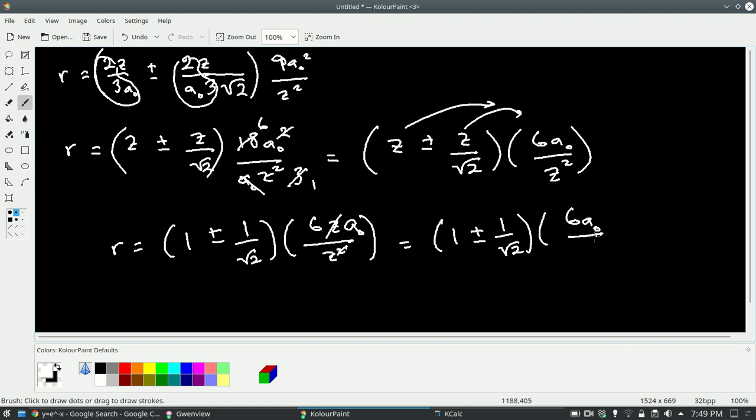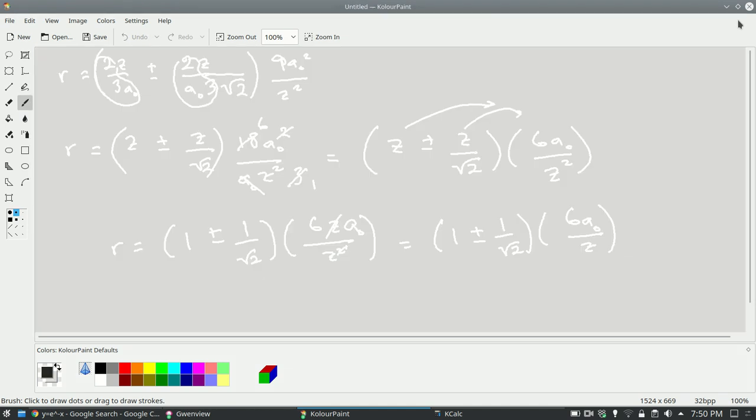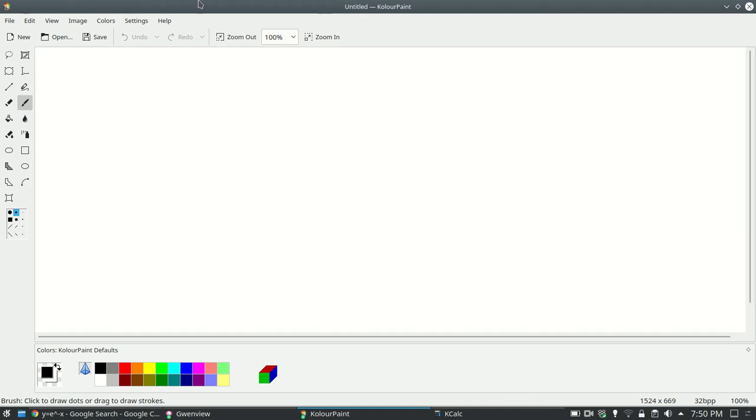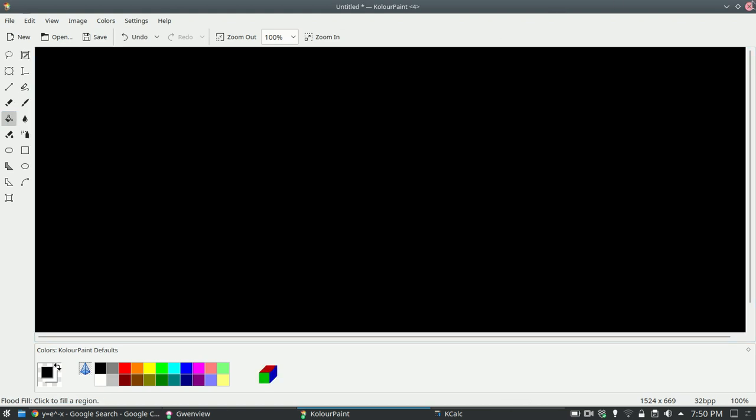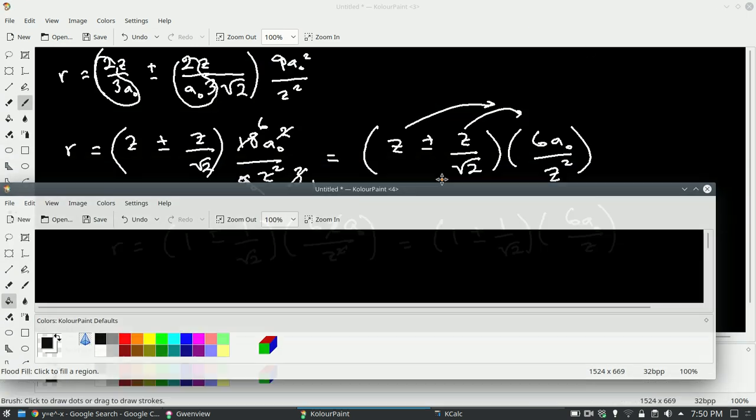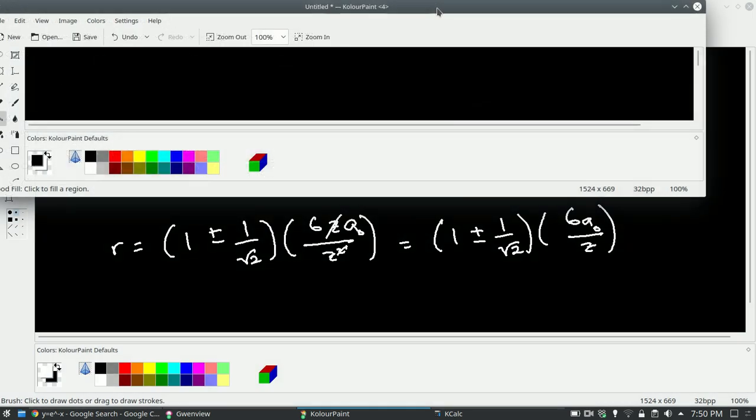6a naught over z. Okay, so now I have two answers here. One is the maximum, and one is the minimum. Let's see here. And to find which is which, I could use the second derivative test. All right, so here we go with a new piece of paper. I could also use the smiley test. You remember the smiley test from your math class? I think I prefer the second derivative test, actually, sometimes.